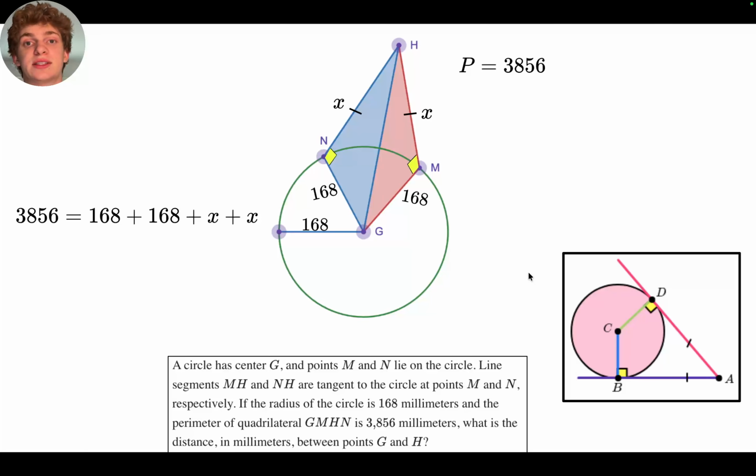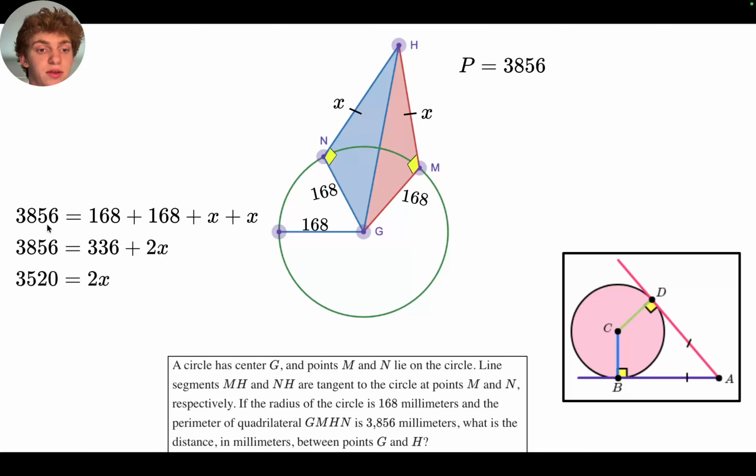And now we can set up an equation. So we know that the perimeter of this entire thing, so this side length plus this side length plus this, is equal to 3,856. That's the entire perimeter. So let's just set up the equation. We have 168 plus 168 plus x is equal to 3,856. So let's combine the like terms and subtract 336 and then divide by 2 to get x equals 1760.